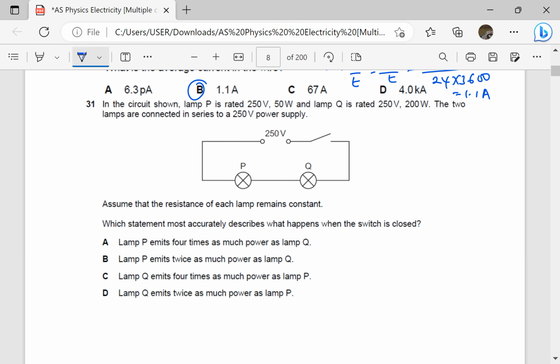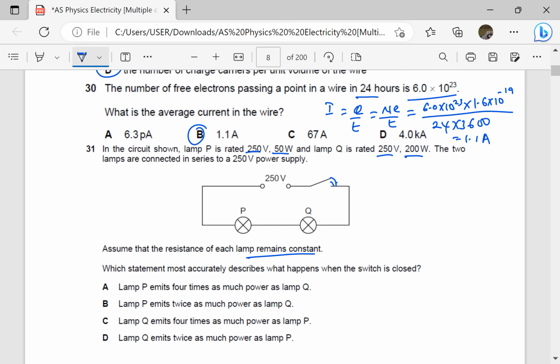In the circuit shown, lamp P is rated 250 volts, 50 watts, and lamp Q is rated 250 volts, 200 watts. The two lamps are connected in series to a 250 volt power supply. Assume that the resistance of each lamp remains constant. Which statement most accurately describes what happens when the switch is closed?